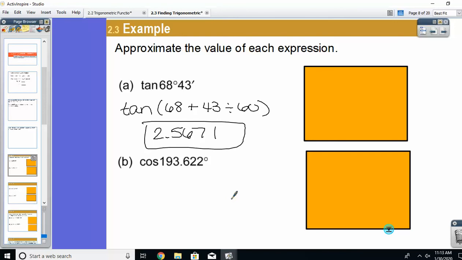Cosine of 193.662. So we can just type that in as is. Hit cosine, 193.662. Close your parentheses. What do you get? Negative 0.97187, so 179.